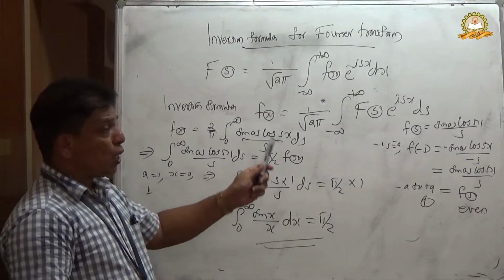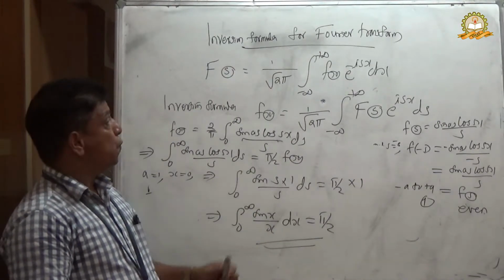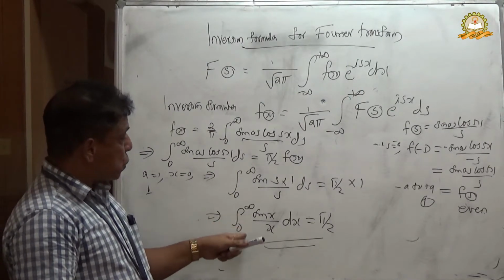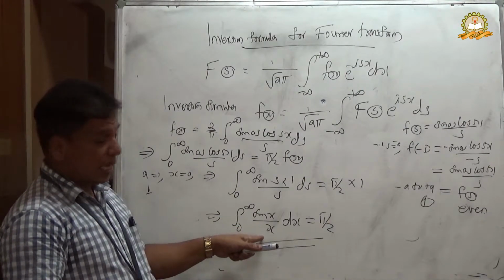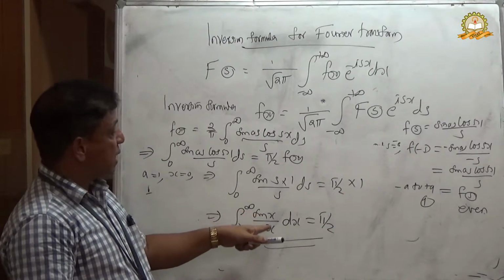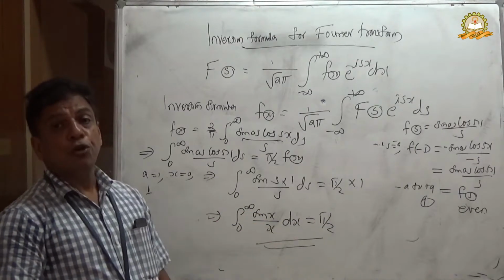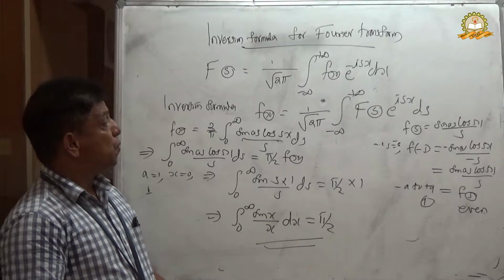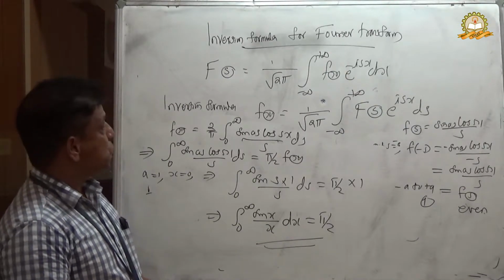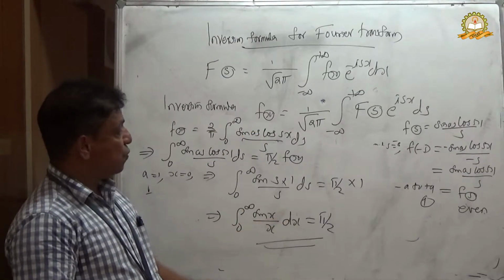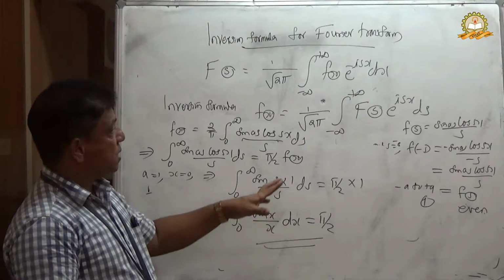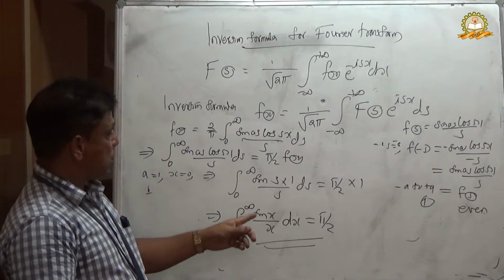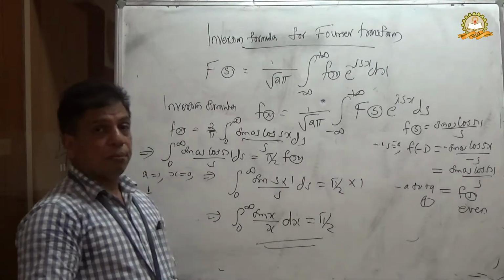This is one of the important applications of the Fourier transform. That is, we evaluated the result: the integral from 0 to infinity of sin x by x dx is equal to pi by 2. By using the inversion technique, we can easily find the answer as pi by 2. This is the method to find the original function. Therefore, we get the result as pi by 2.